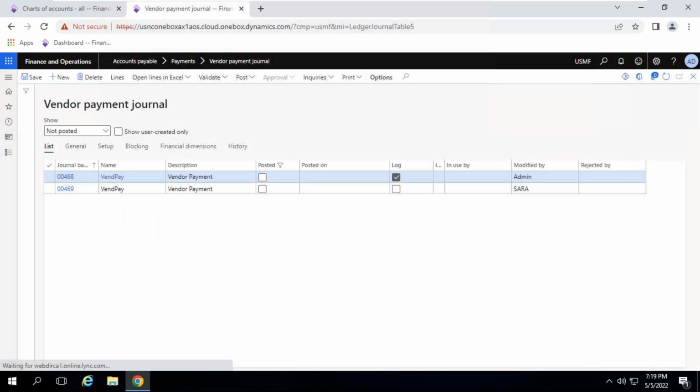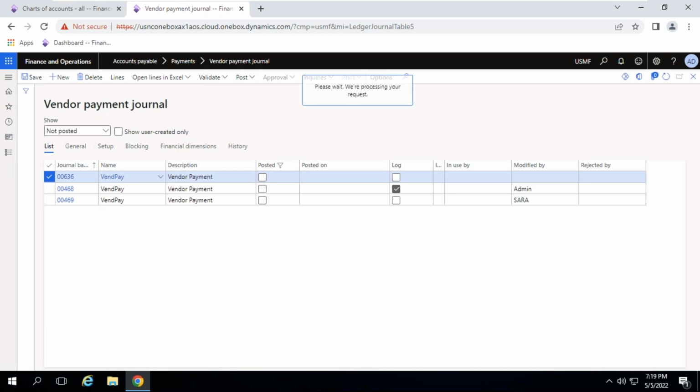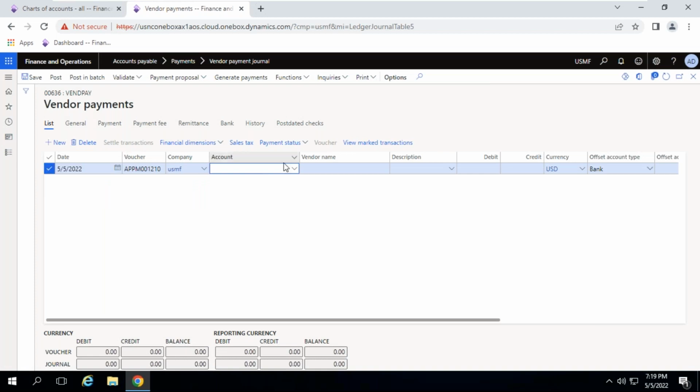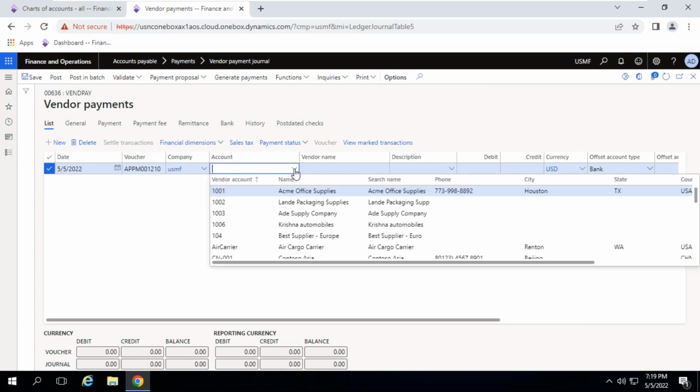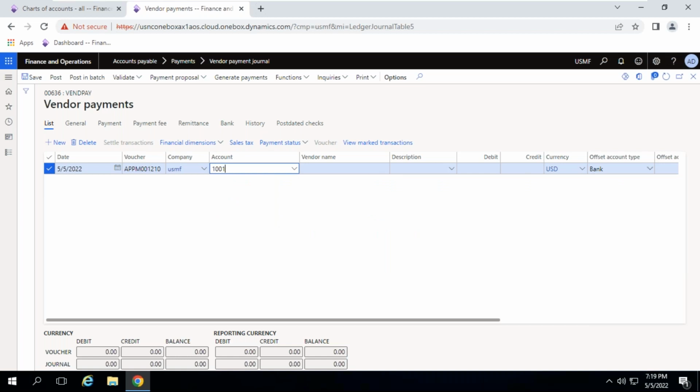Click on new, select the journal name, go to lines, and select the vendor. Now you can select the invoice by clicking on settle transactions. Whatever was already invoiced, that invoice you can select.